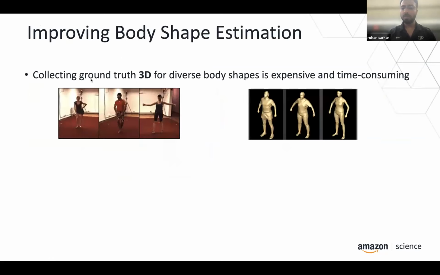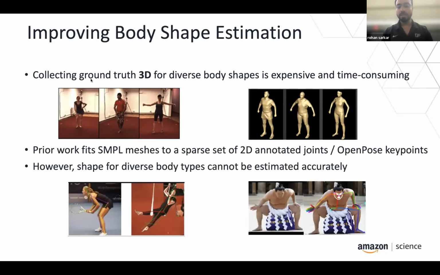A straightforward way to improve body shape estimation is to collect 3D body scans of people. However, this is expensive and time-consuming, and hence difficult to collect 3D ground truth for a diverse set of body types. On the other hand, collecting 2D data is relatively much cheaper, and this allows labeling much larger in-the-wild datasets comprising people with diverse body shapes.